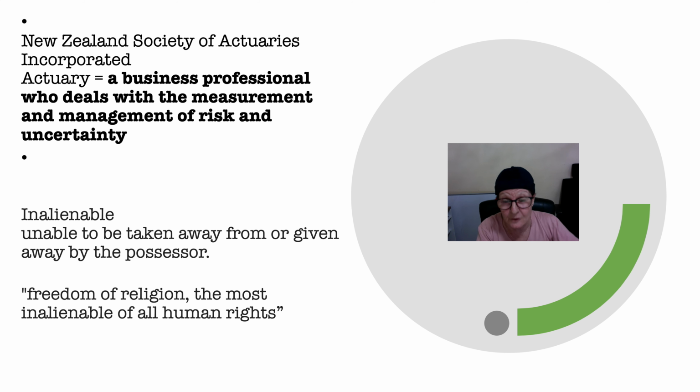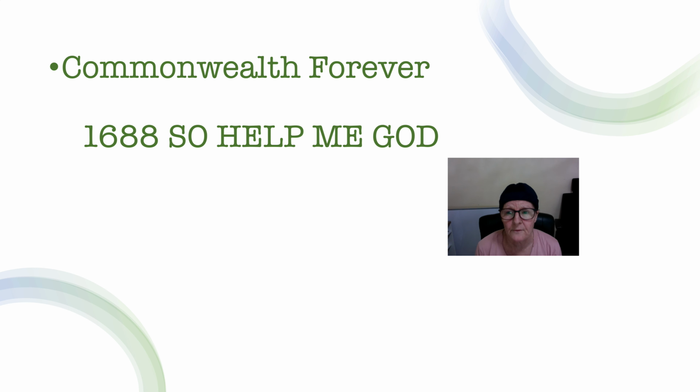And so that is the Human Rights 1990. It is the blocker and the buffer, and they recheck it. And then if that right's all right, then that can be put into our country. But whenever you're in the Commonwealth, always remember the Commonwealth forever, 1688 Bill of Rights, so help me God.